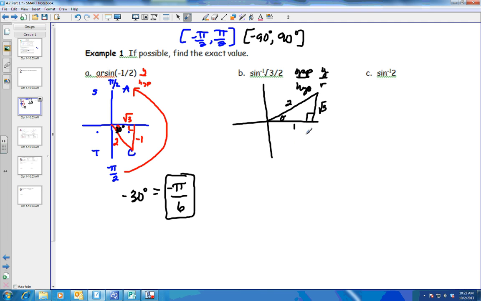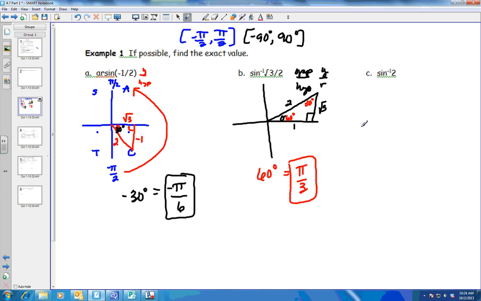So I have a 30-60 triangle again. Okay, and I always find my 1. The side opposite my 1 is always 30. So if this is 30, that means this one must be 60. So on this one, it's 60 degrees. Can I leave it? Can I name it as 60? Yes, because 60 falls between negative 90 and 90. But we want our answers in radian form. So it's pi over 3.